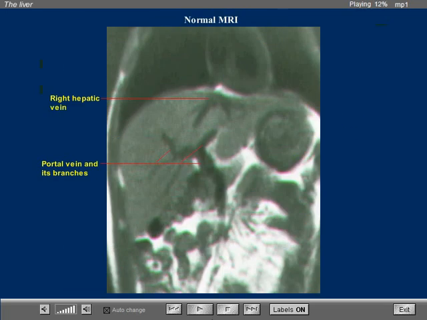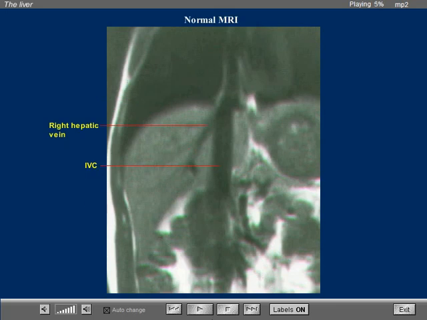MRI coronal section shows the portal vein branching at the hilus of the liver, and note that we also see a right hepatic vein. The size, shape, and the texture of this liver appear normal. In this coronal image, we can see the inferior vena cava and right hepatic veins draining into it.